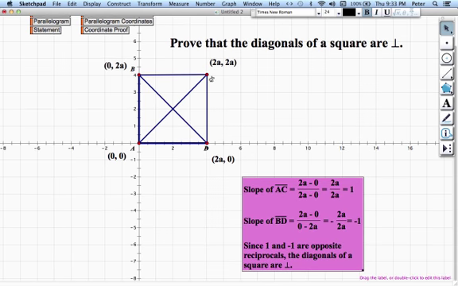Now, whenever you're doing a coordinate proof, you should always label your work. So I start off labeling the slope of AC calculation. And using the coordinates that I assigned to point C and point A, I calculate that the slope is 1. Then I calculate the slope of BD. Once again, I've labeled my work, and I see that the slope of BD is -1. With all coordinate proofs, your final step should be a conclusion, pointing out what your calculations have shown you. So since 1 and -1 are opposite reciprocals, the diagonals of a square are perpendicular.